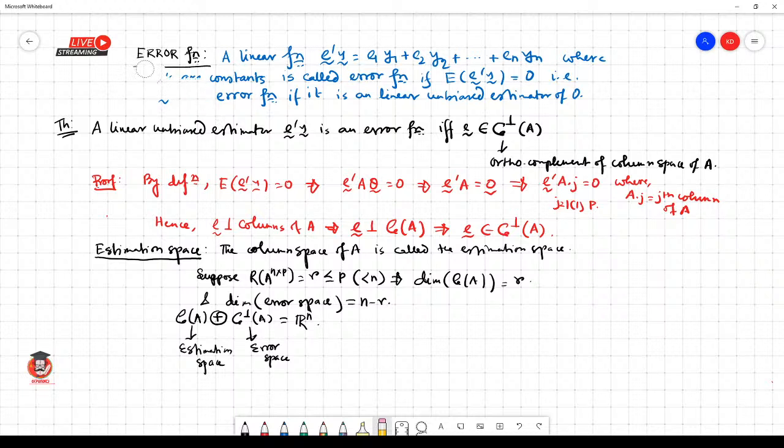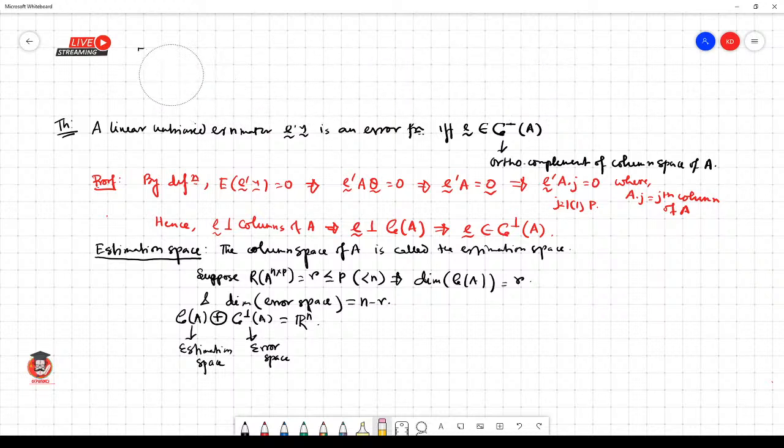Now, so we have so many linear unbiased estimators of lambda prime theta, and we select the linear unbiased estimator which gives minimum variance. This is one of the criteria of selecting a good estimator, and this is called best linear unbiased estimator. We know this thing. So first we define best linear unbiased estimator, BLUE.